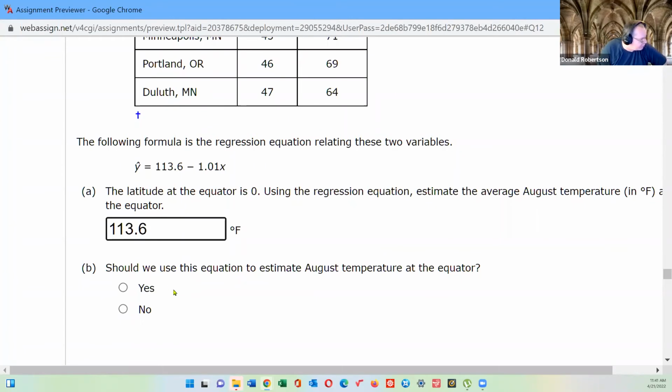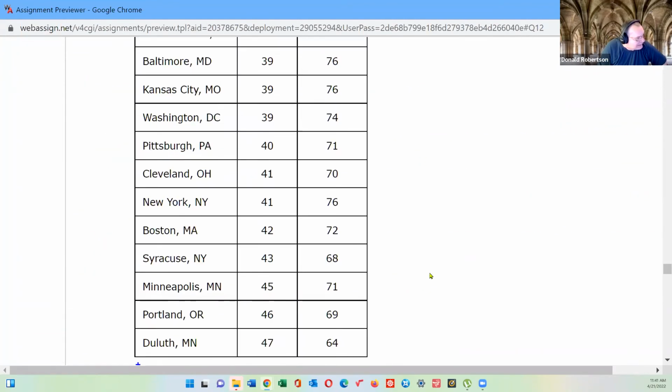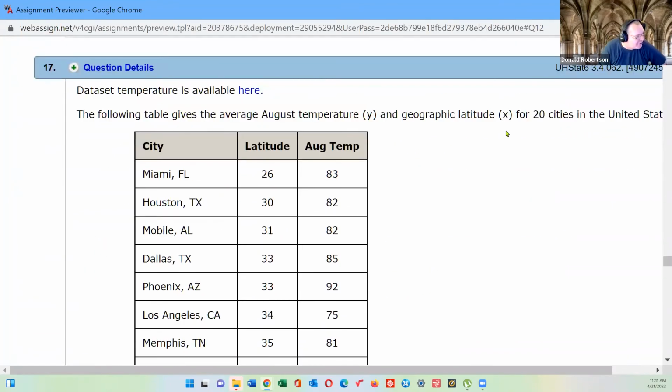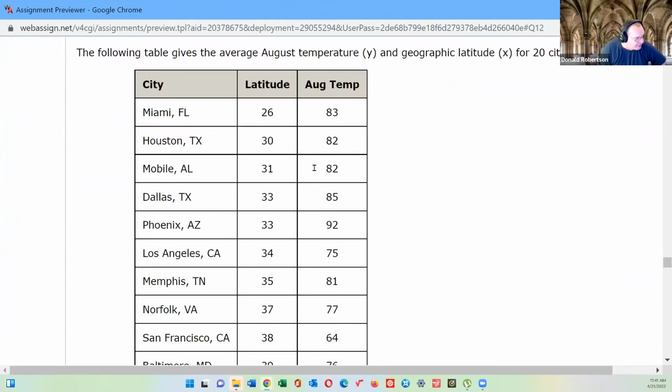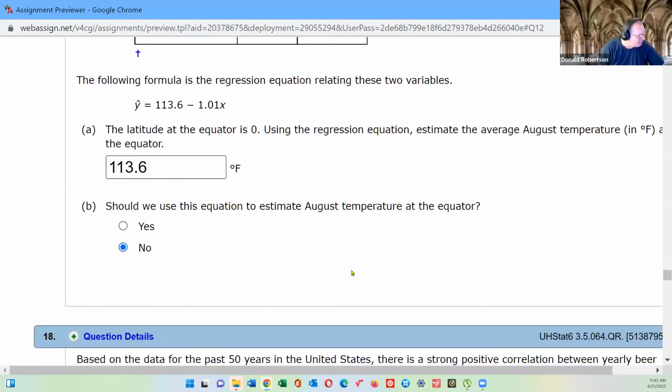Should we use this equation? Well, yes and no. That's a bad answer, but here goes. Wasn't this data only collected in America? So wasn't the range of data only the latitudes from Alaska to Texas? And isn't the equator not in America? So aren't we actually doing extrapolation? And haven't we found before that that's a dangerous place to go? So if they use that argument, I would say no.